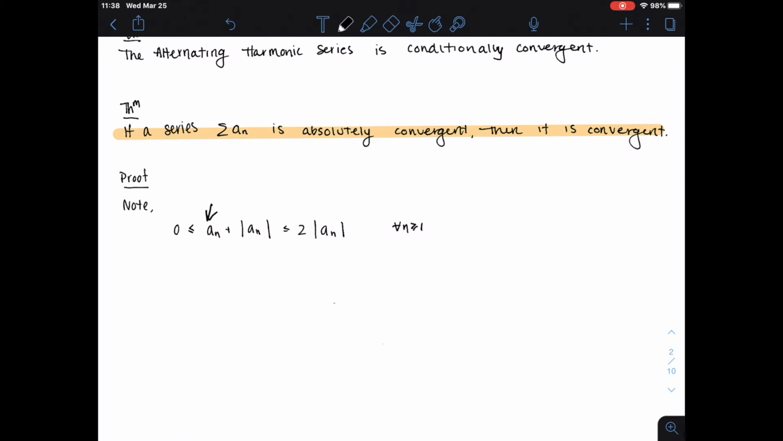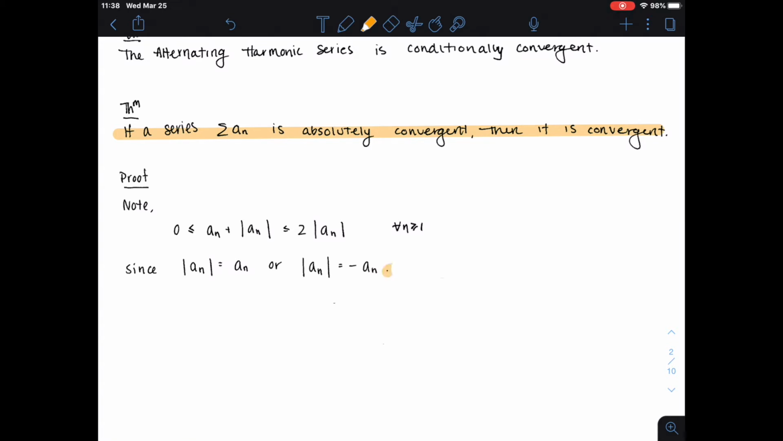If this is negative and this is positive, when you add them together, they're opposite signs, you get 0. So you can bound an plus its absolute value between these two quantities. The reason you can do that is because the absolute value of an is either exactly this back or it's the opposite. So they're going to cancel out, or you're going to just double what's going on.